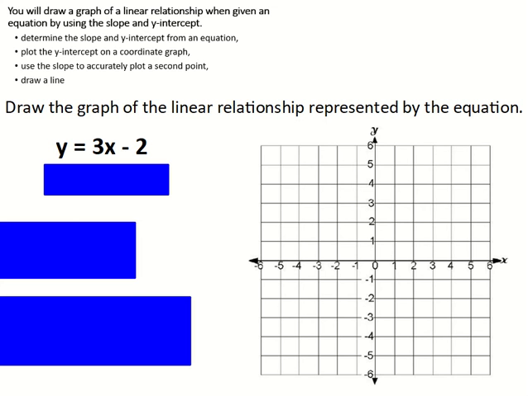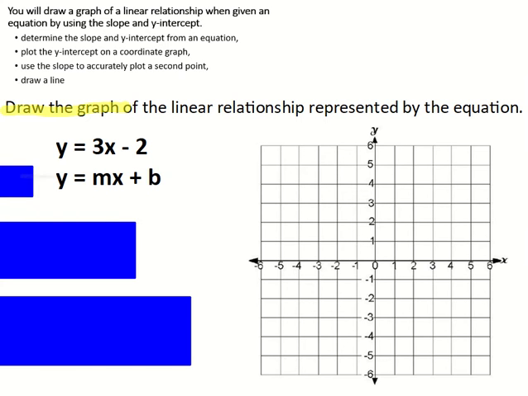We're going to draw the graph of a linear relationship represented by the equation y equals 3x minus 2. So the first thing we're going to do is think of our slope-intercept form of a line. y equals mx plus b.